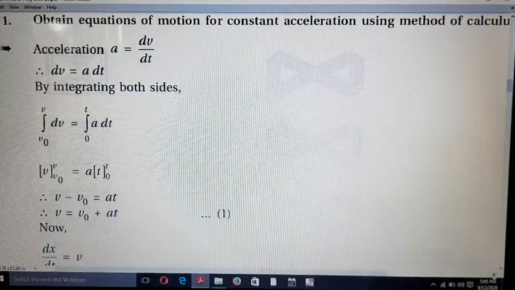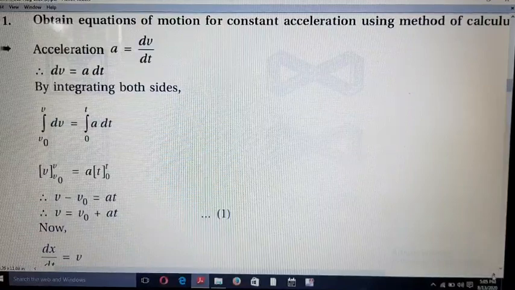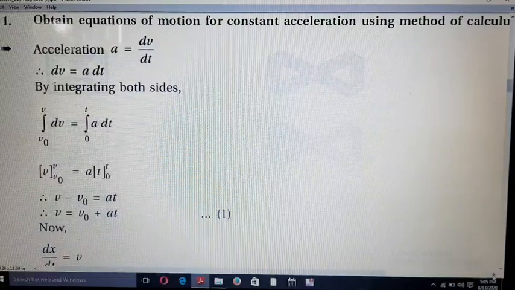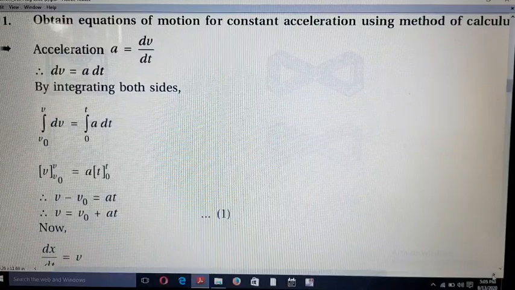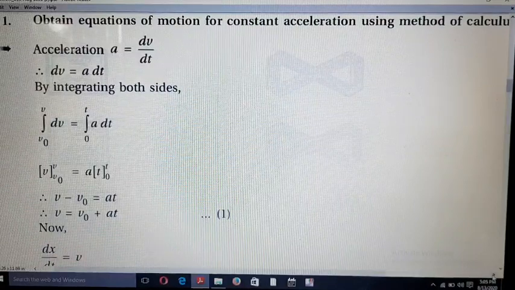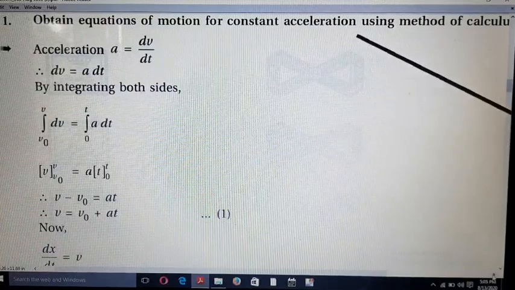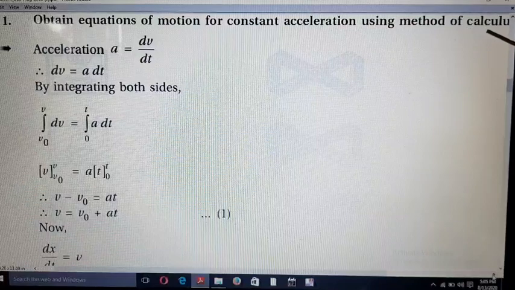Friends, today I teach one question and it is a very important question. Our question is: obtain equation of motion for constant acceleration using method of calculus.